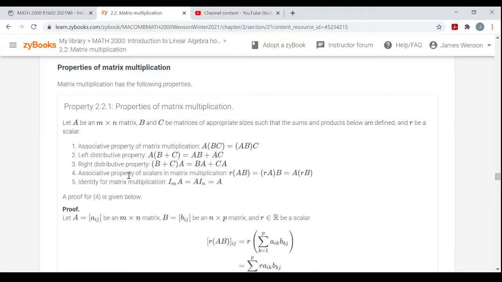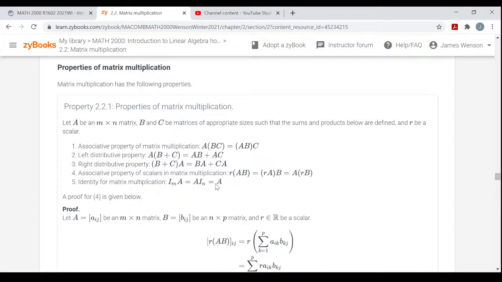You have an associative property of scalars in matrix multiplication. If you have a product of 2 matrices, A and B, and you multiply it by a number, a scalar, you can move that number to any of the matrices you wish. If I do A times B first and then multiply by the number, you get the same result as if you multiply A by the number and then multiply by B, or you multiply B by that number and then multiply by A on the left. You get the same result. So basically you can move scalars around in matrix multiplication.